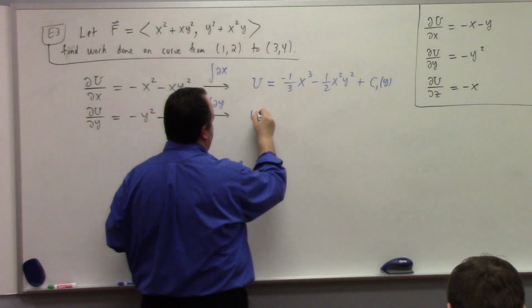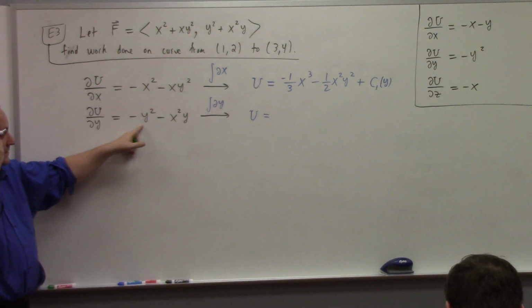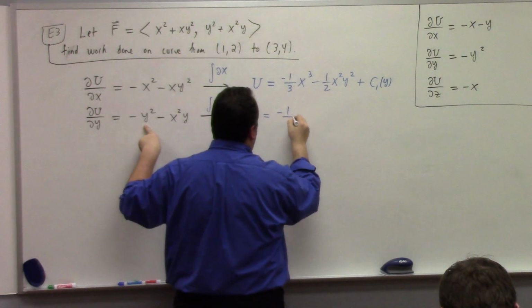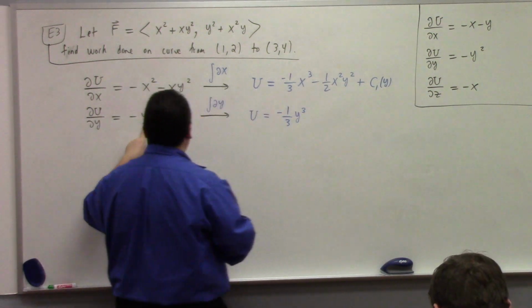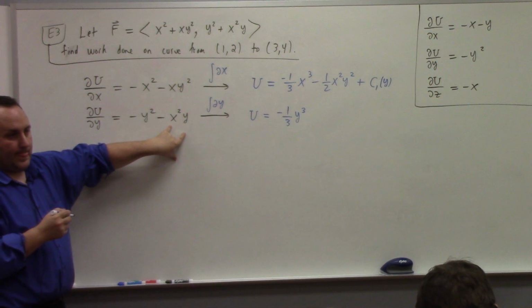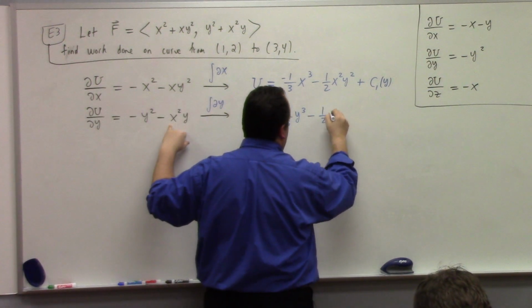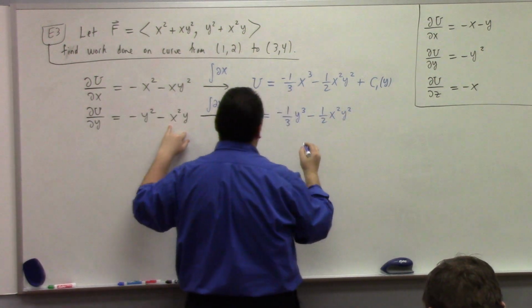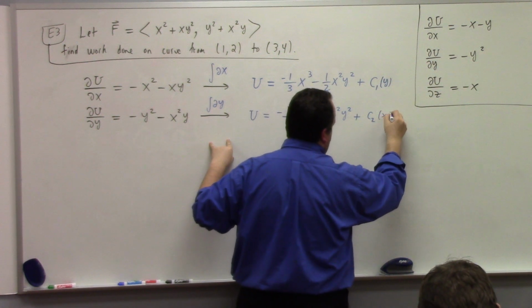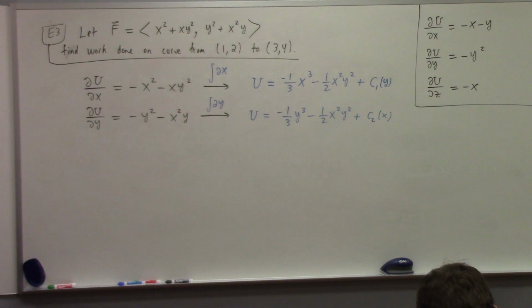What do we get? Integrate minus y squared, what happens? Minus 1/3 y cubed, right? And how about this term? Minus 1/2 x squared y squared, that's right. And then we have to confess that plus a constant c2, possibly of x, right? So what's my potential energy function then?